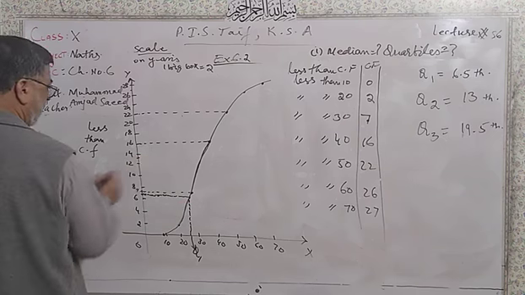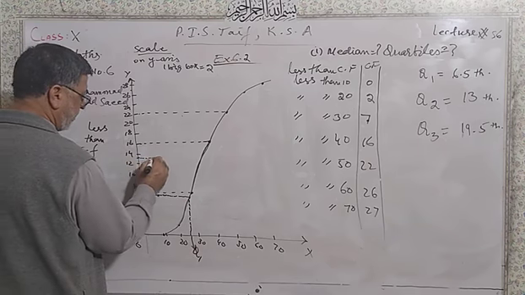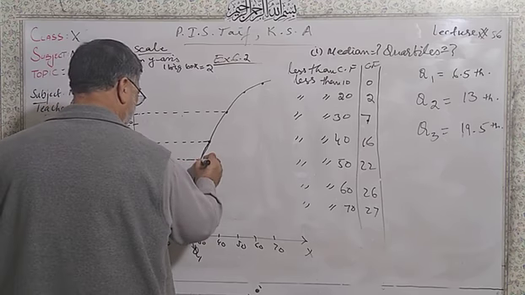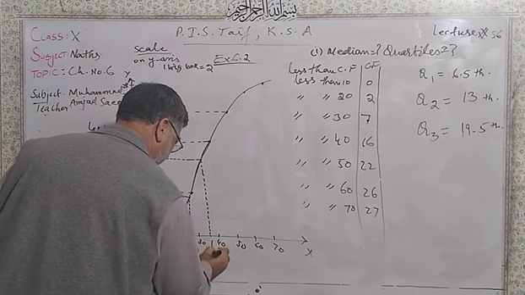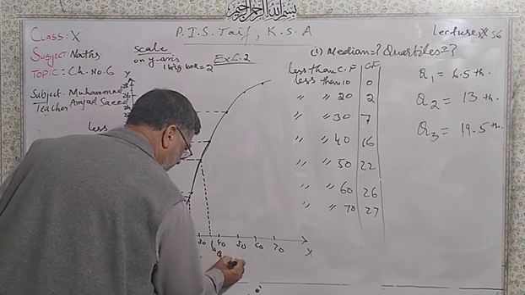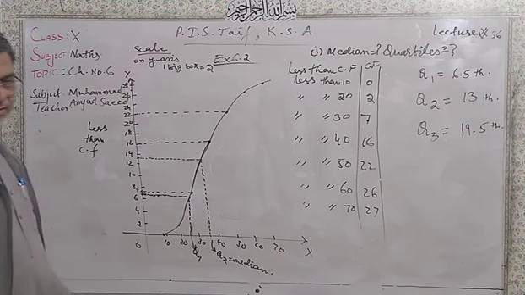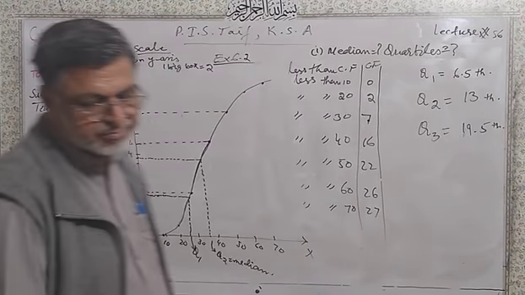And the 13th value is in between 12 and 14, that is 13. Now you will bring this line here and bring it down like that. This will be Q2, which is known as the median.